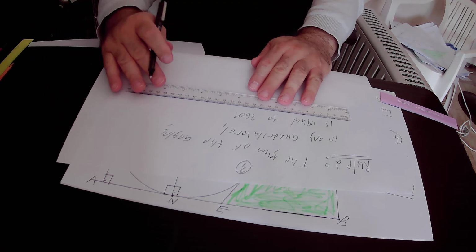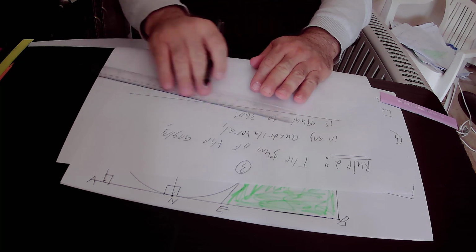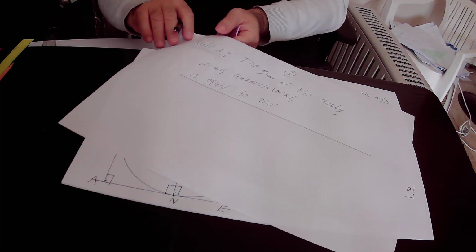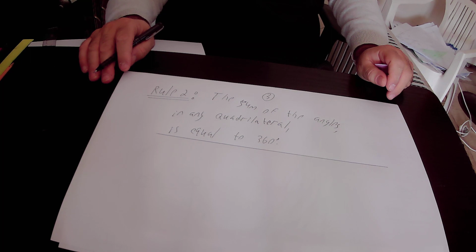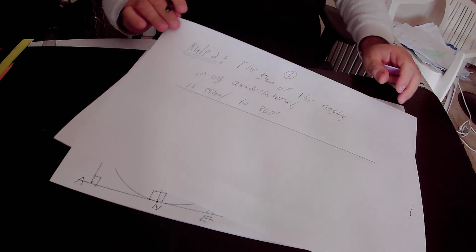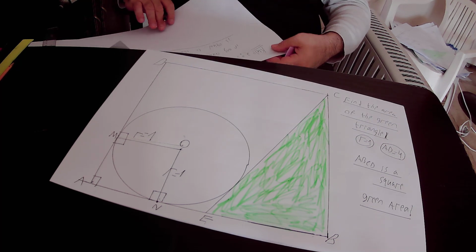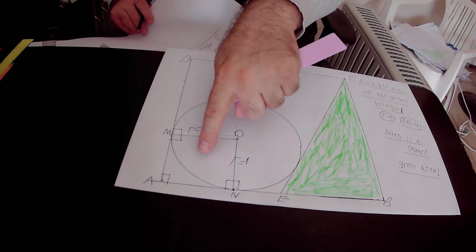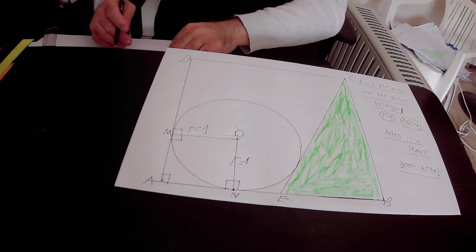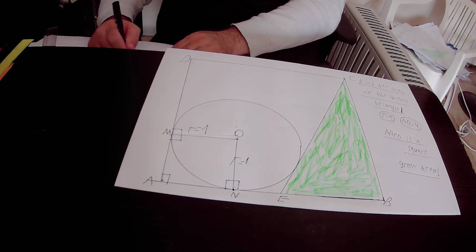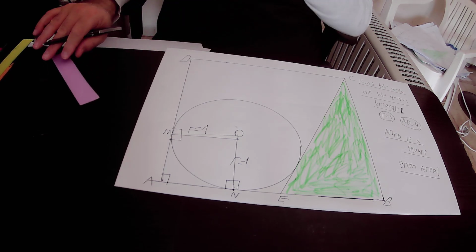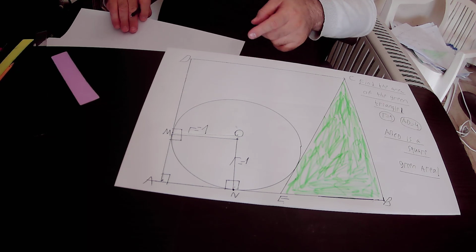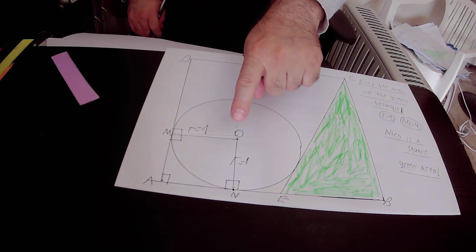So I will read rule number 2 again. According to rule number 2, the sum of the angles in any quadrilateral is equal to 360 degrees. So we will focus on quadrilateral MOAN, this quadrilateral. In quadrilateral MOAN, the sum of its angles is equal to 360 degrees according to rule number 2.